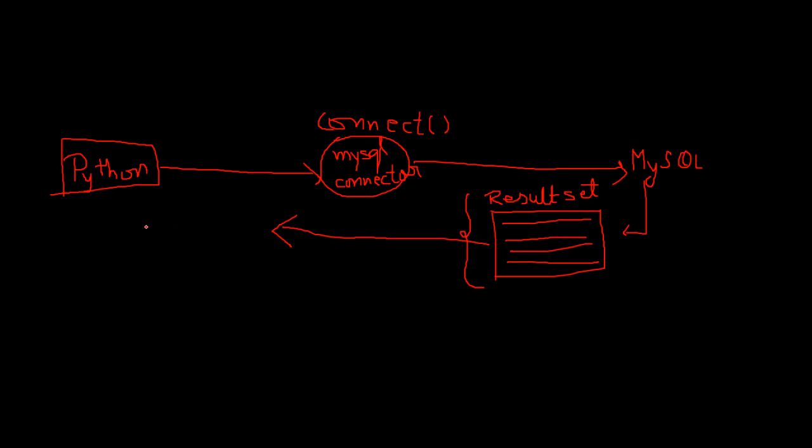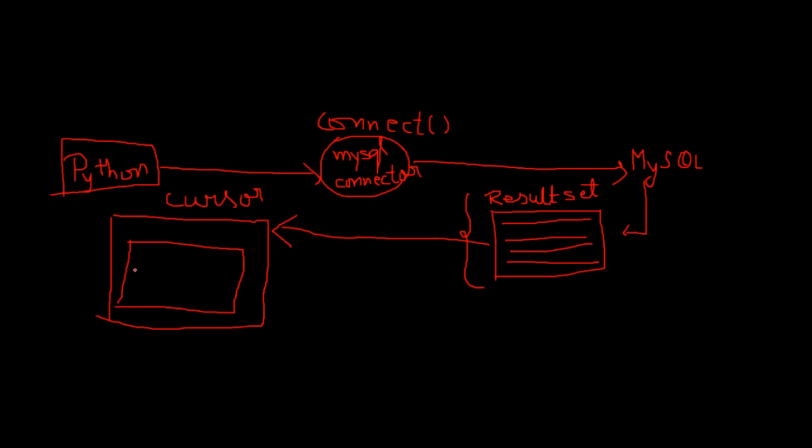But here all the records are coming in the form of a result set. So Python has a control structure named cursor, or you can say that a cursor is basically a variable. We will create a cursor variable. What work does this cursor perform? The records sent by MySQL in the result set are stored in the cursor.